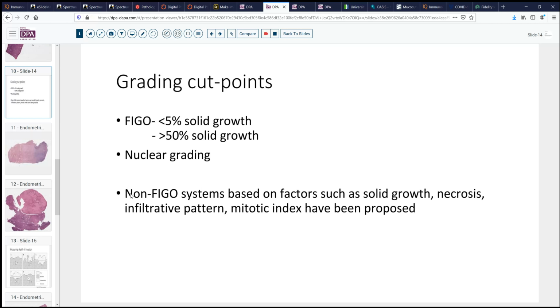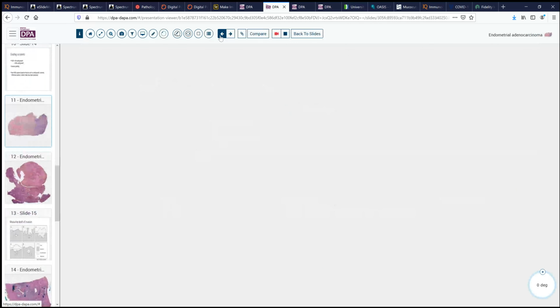Because of the reproducibility problem, there are several non-FIGO grading systems that include factors like necrosis, infiltrative pattern, even mitotic index. But these are not widely applied. And while they have some advantages in terms of reproducibility, until they're more generally accepted and endorsed by some of the larger organizations, I think we're going to be using a 3-tier grading system. Now, many of these newer systems have a 2-tier grading system, which inherently would be more reproducible, of course. So let's look at a couple of examples and try to apply these standards for grading.